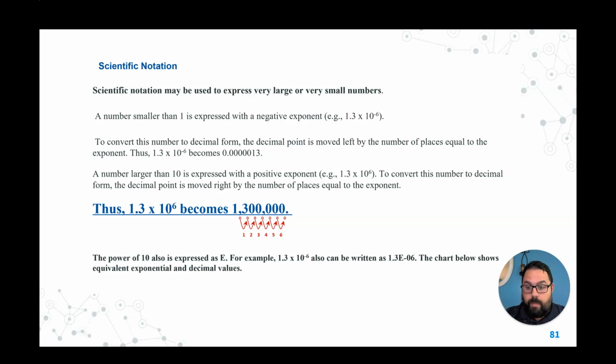And we're not always just going to be using the number 1. We might be using larger numbers or smaller numbers when we're doing our calculations, or your answers might come out to be not 1 point something, but 8 point something. But in this example, 1.3 becomes 1,300,000 when you multiply it by 10 to the 6th, because you're going to move that over 6 spots.